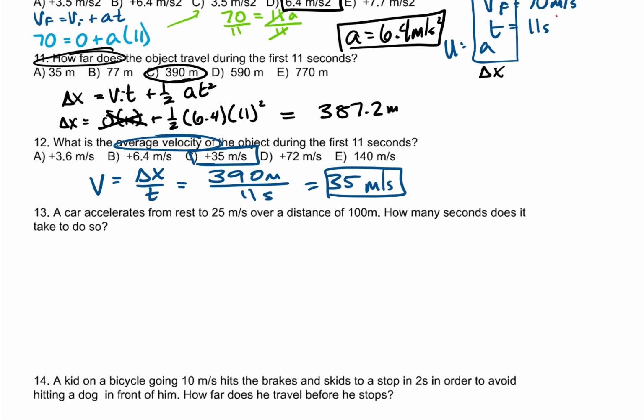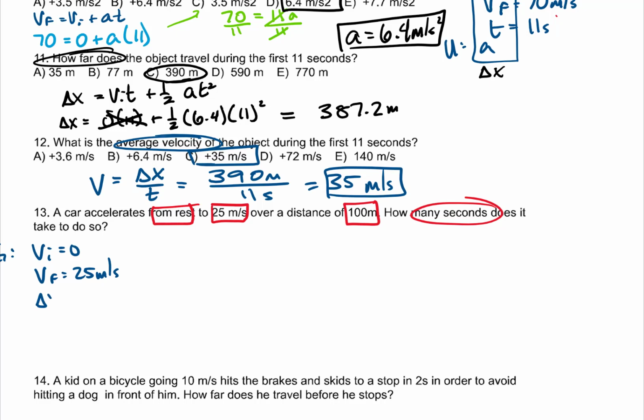A car accelerates, from rest to 25 meters per second over a distance of 100 meters. How many seconds does it take to do so? So our givens are that the initial velocity is 0, the final velocity is 25 meters per second, the displacement is 100 meters, and ultimately we want to know what the time is.